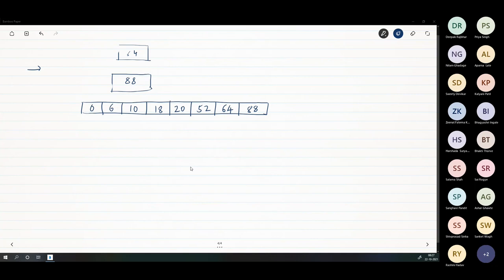Okay, so let me just tell you that this is what we did just now. This is what is called merge sort. Okay, this is what we had to try. Merge sort. Right. Okay.